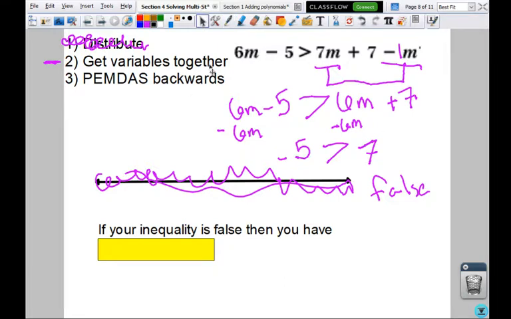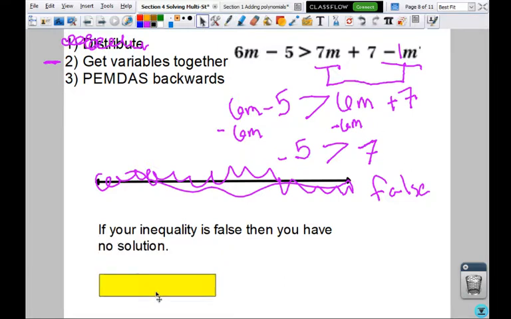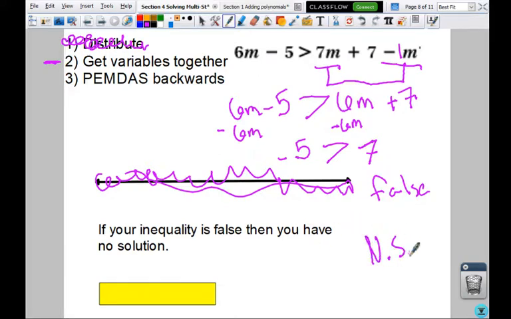Whenever something is false, we say our answer is no solution. So it doesn't matter what number we use, it will never work. So there is no answer at all. And usually when I say no solution, I go kind of lazy and I abbreviate it as NS for no solution. You can write it out if you want to, I just like to be lazy. So my answer is no solution.